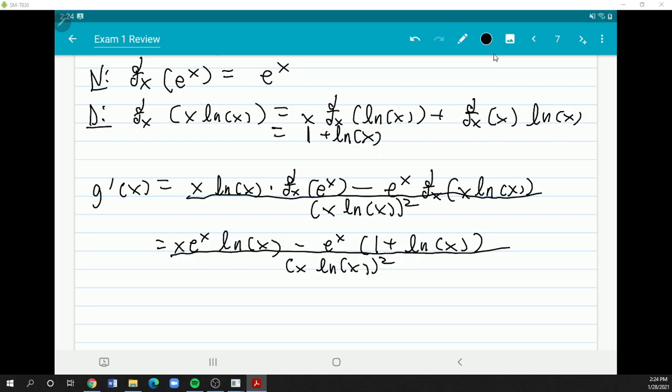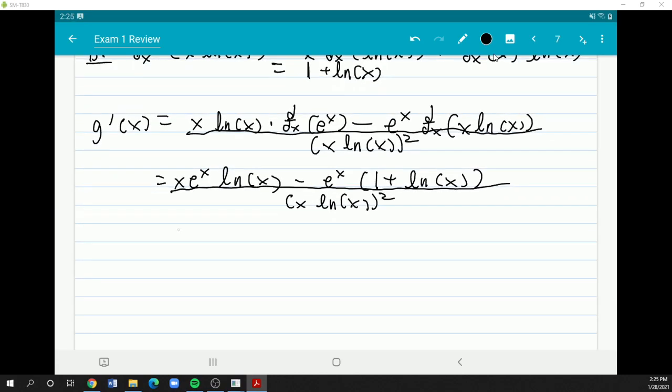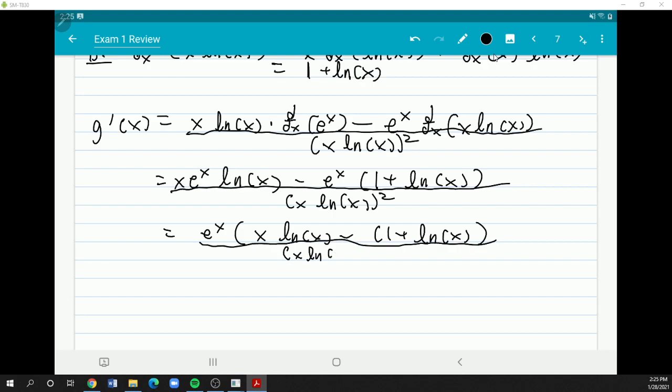And looking at this, there's nothing that I can simplify because I have e to the x on every term on top but not on bottom, and that's the only thing they share. The best I could simplify would be to say this is e to the x times log x minus 1 plus natural log of x, over x log of x squared. And that's g prime of x.